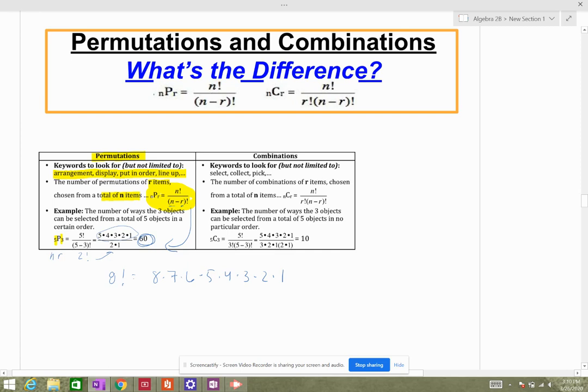So if I have 5 items and I'm picking 3 of them and the order does matter, there's going to be 60 ways for that to occur.